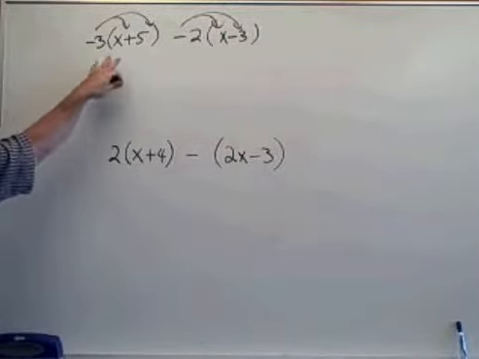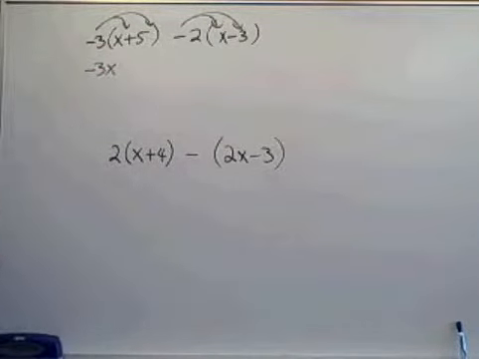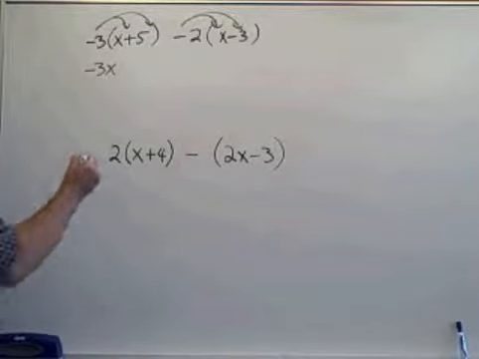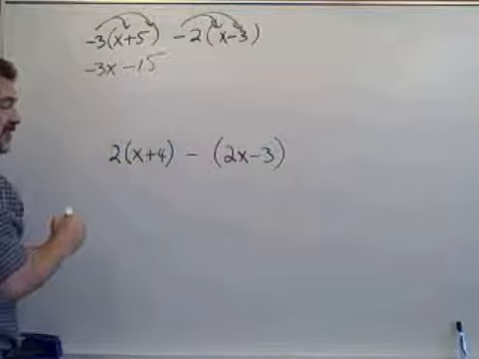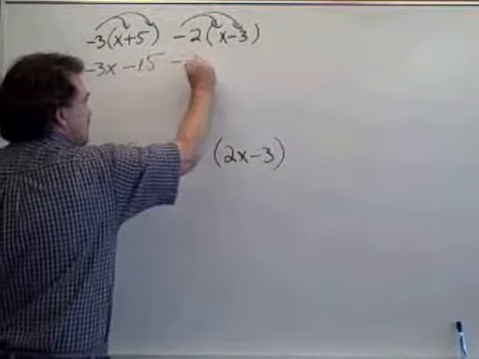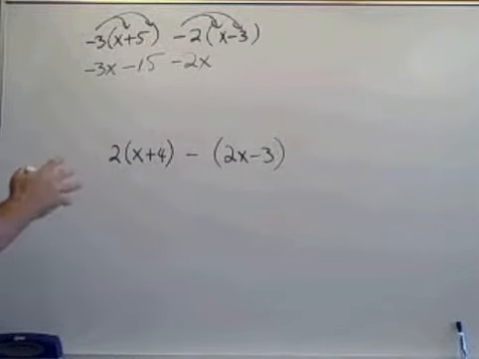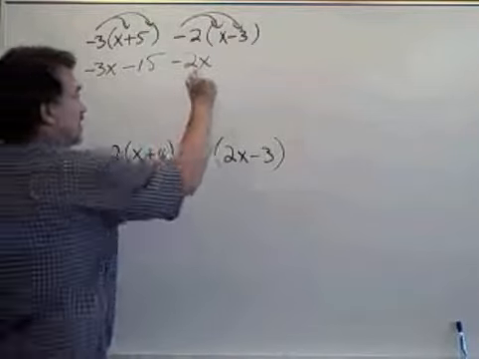So -3 times x will give us -3x. -3 times a +5 is how you want to think of that. So -3 times a +5 gives you -15. So we write that as -15. -2 times x gives us -2x. -2 times a -3, negative times a negative is positive, so that gives me +6.